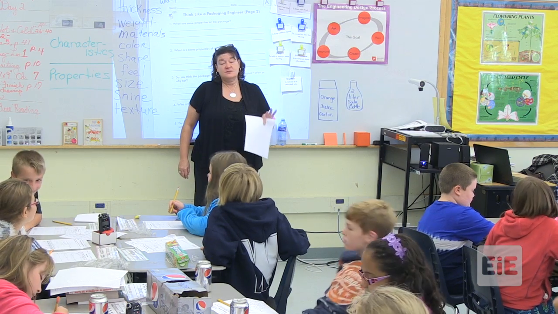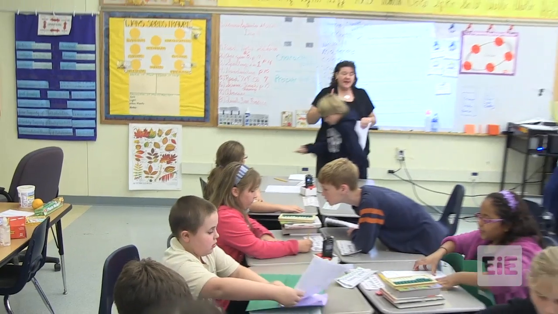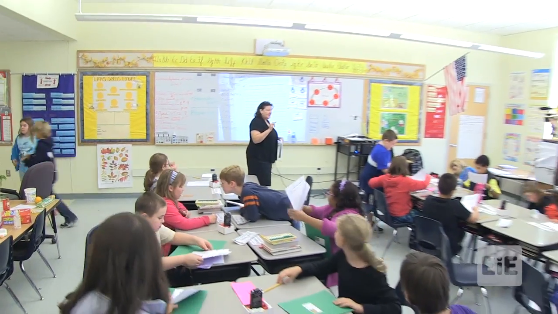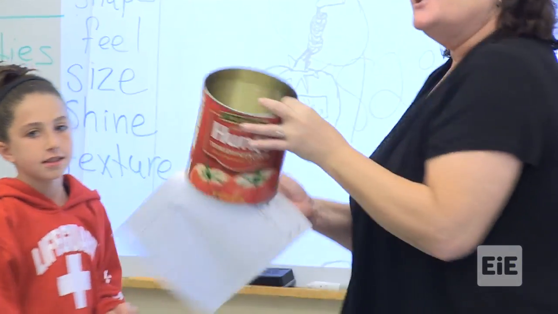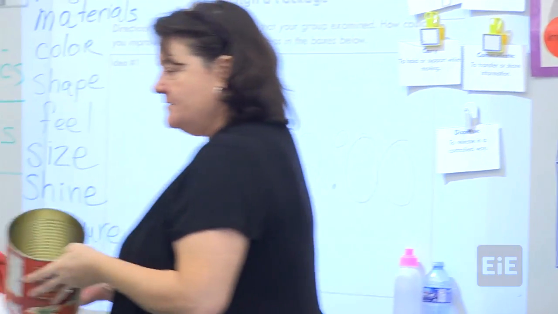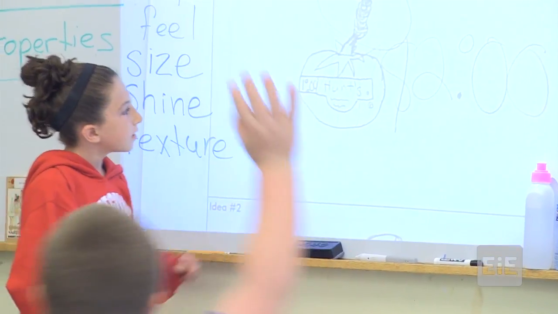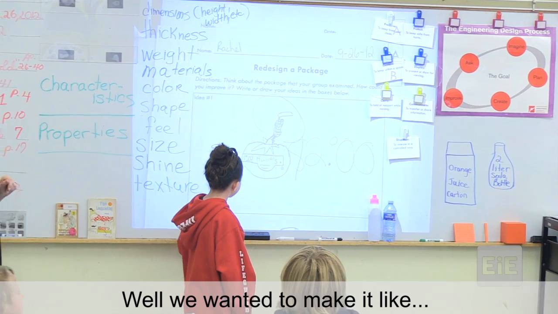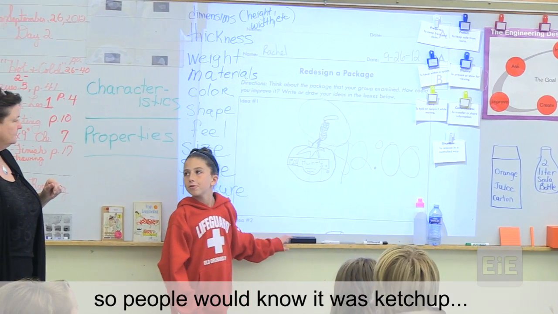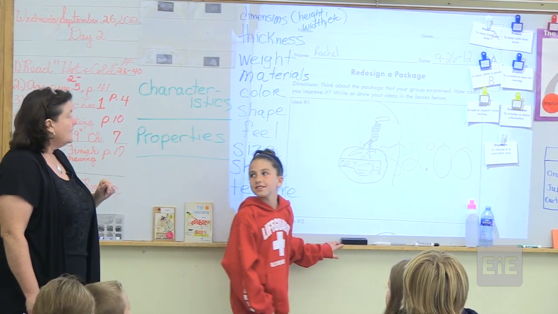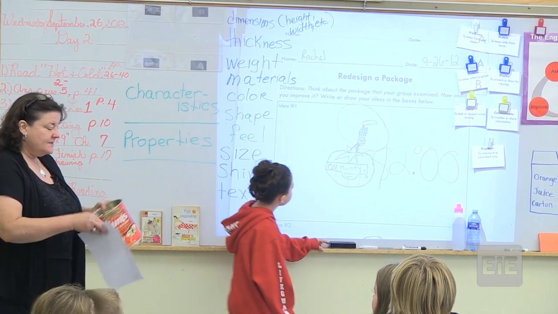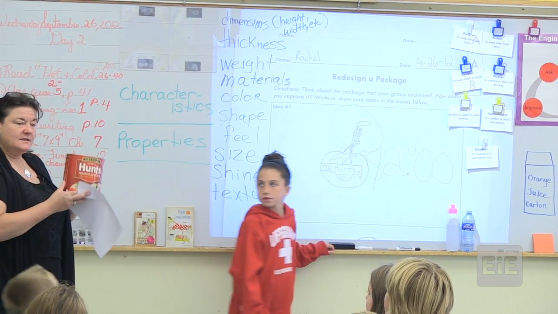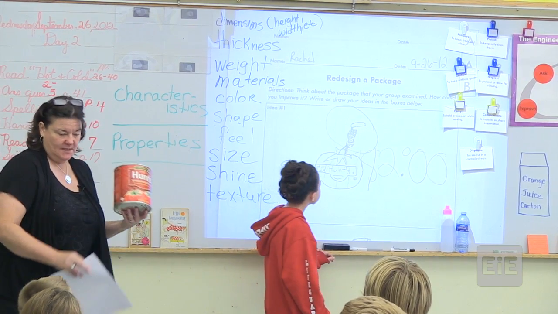You did a super, super job today. I'm going to ask one person to come up and tell us about the redesign of their product. This is the original ketchup container. Here's Rachel and her group's idea for a new, improved ketchup container. Well, we wanted to make it so people would know it was ketchup if they didn't know English. So we made a tomato for a container. So it's no longer a cylinder, it's a tomato-shaped container.